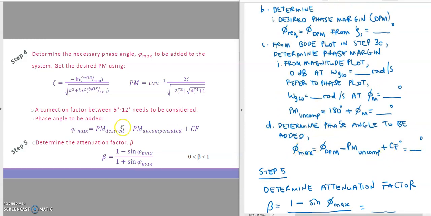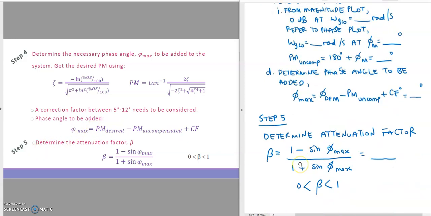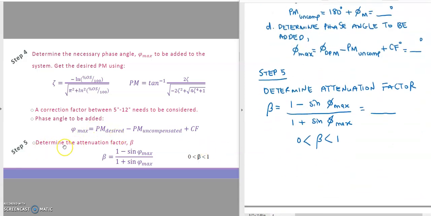For step number 5, determine the attenuation factor beta, which is equal to this formula, where the beta value is between 0 and 1, larger than 0, lesser than 1. So this is the attenuation factor beta.